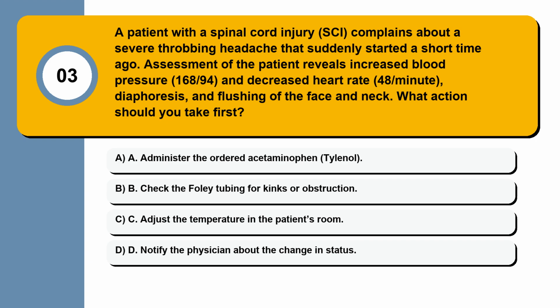Question 3. A patient with a spinal cord injury, SCI, complains about a severe throbbing headache that suddenly started a short time ago. Assessment of the patient reveals increased blood pressure, 168/94, and decreased heart rate, 48/minute, diaphoresis, and flushing of the face and neck. What action should you take first?